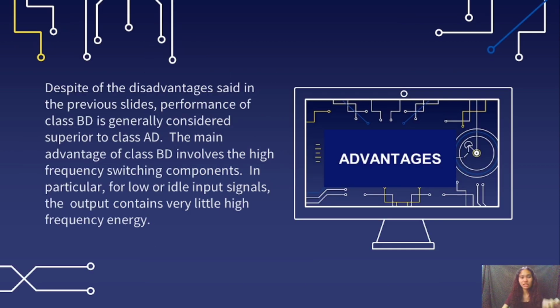Despite the disadvantages mentioned in the previous slide, the performance of class BD is generally considered superior to class AD. The main advantage of class BD involves the high-frequency switching components. In particular, for low and idle input signals, the output contains very little high-frequency energy.